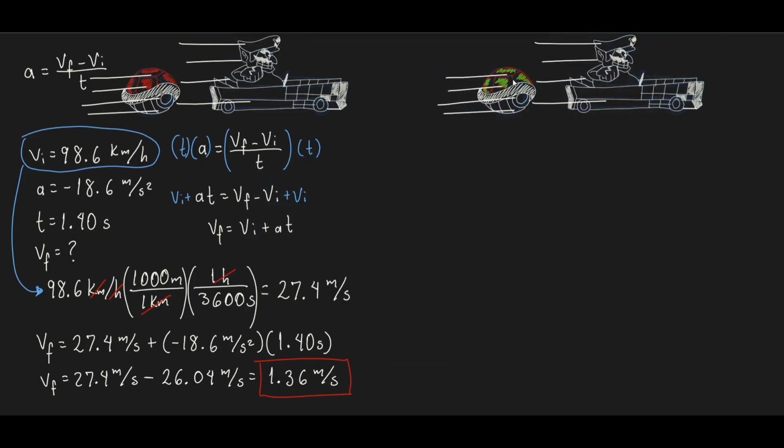Wario gets hit again, but now by a green shell. That shell causes him to slow down by a negative acceleration of 17.7 meters per second squared. His speed after 1.2 seconds is 3.75 meters per second. What was his initial speed right before the shell hit him?